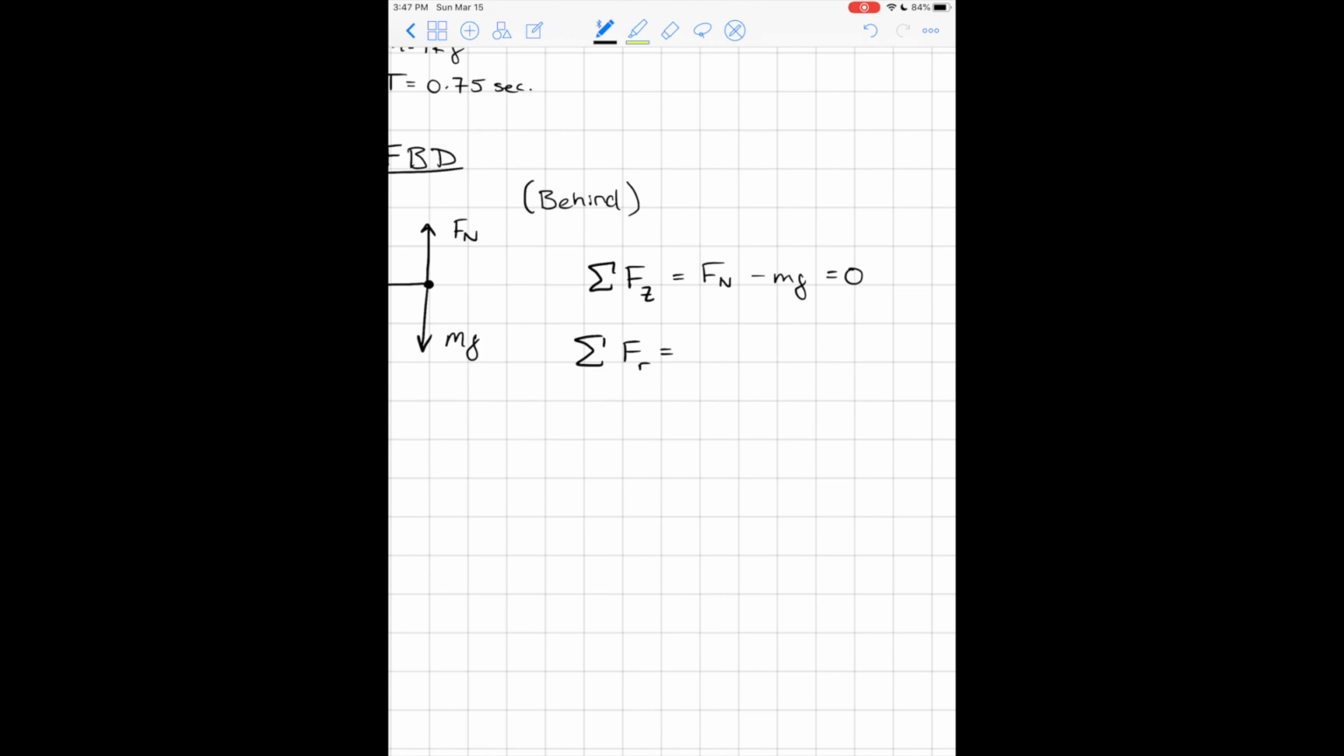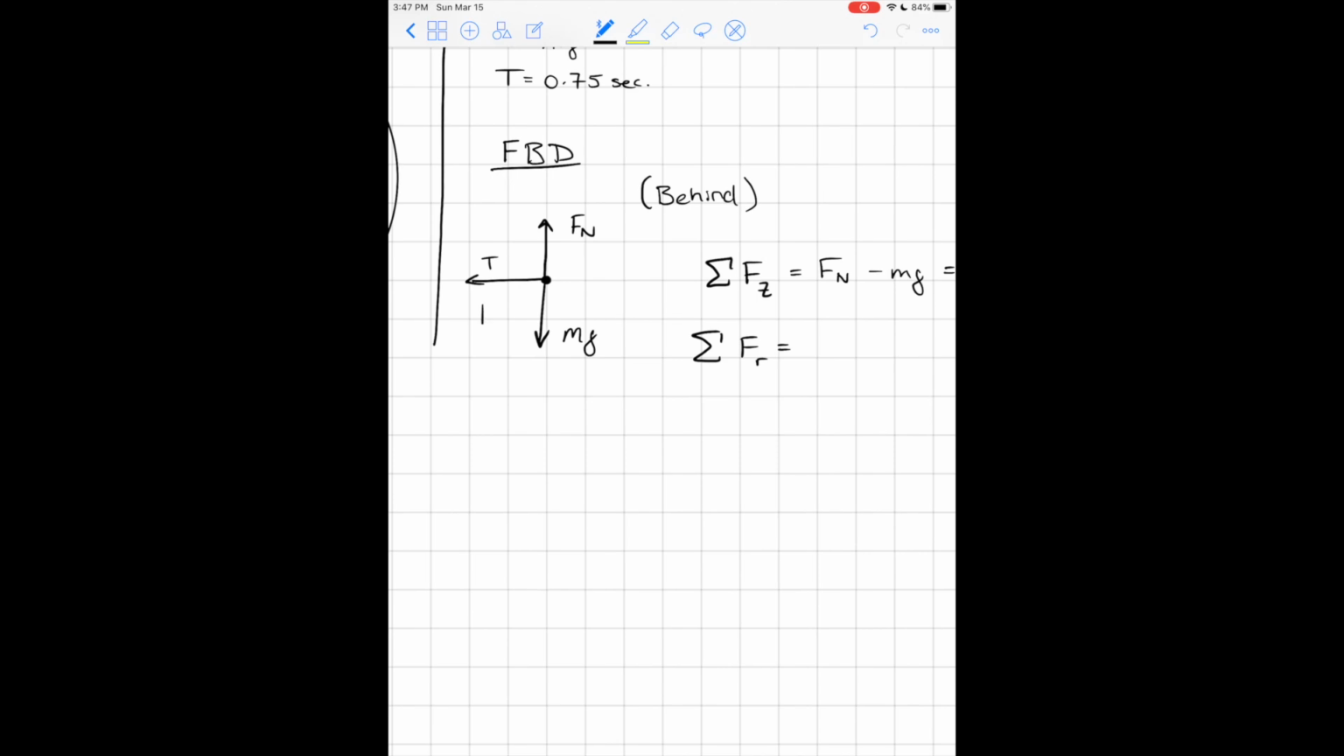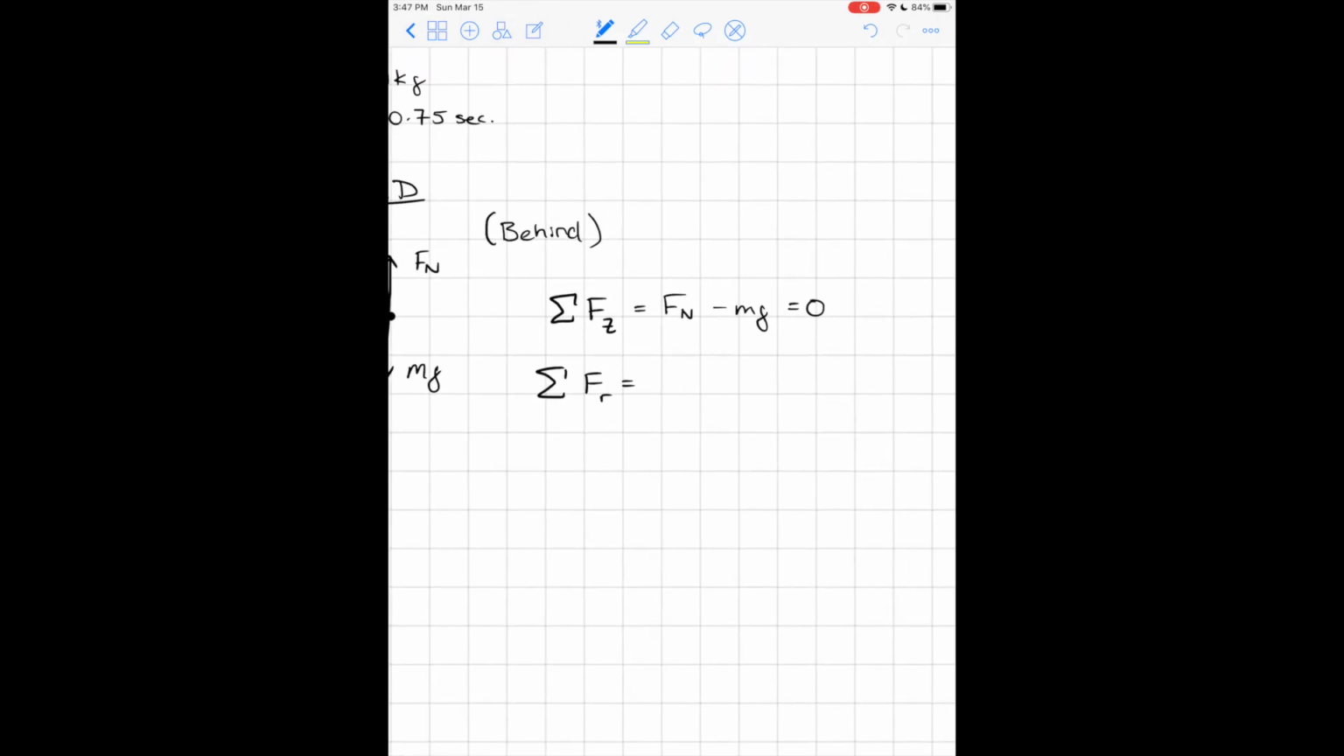In the r direction, though, we only have one force, tension. Right? So tension is the force that is going to give us our centripetal acceleration. I like the way that I've drawn this out. I'm going to say centripetal acceleration here.